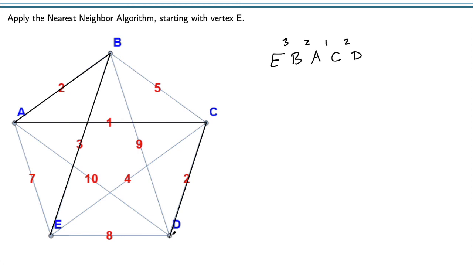And now that I visited every vertex, I just need to close my circuit. From D, I need to go back to where I started, which is at E. And that had a weight of 8. I can add those to get the total weight of the circuit if I'd like, and that gives us a weight of 16.